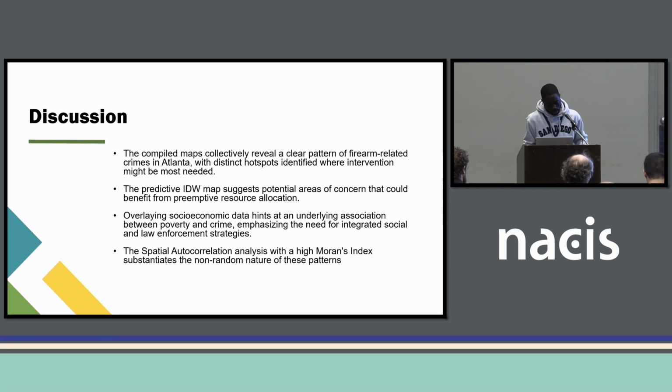For the discussion, the compiled maps collectively revealed a clearer pattern of firearm-related crimes in Atlanta, with distinct hotspots identified where intervention is most likely needed. The IDW map suggests potential areas of concern that could benefit from preemptive resource allocation. And the socioeconomic data hints at an underlying association between poverty and crime, emphasizing the need for integrated social and law enforcement strategies. Thank you.